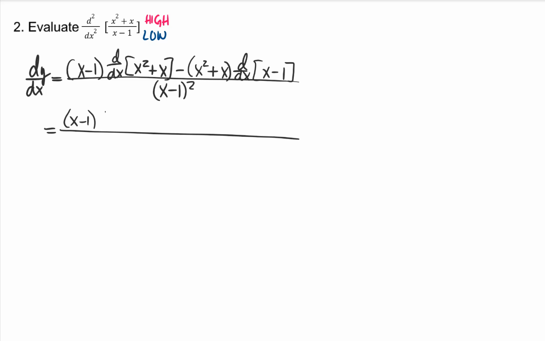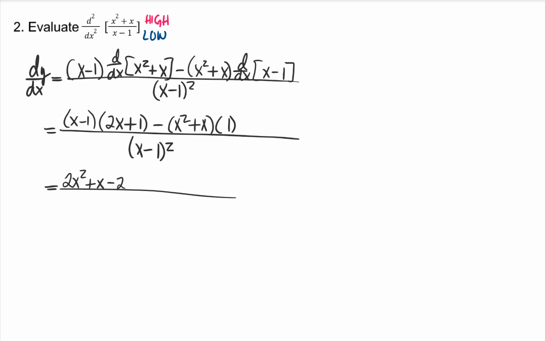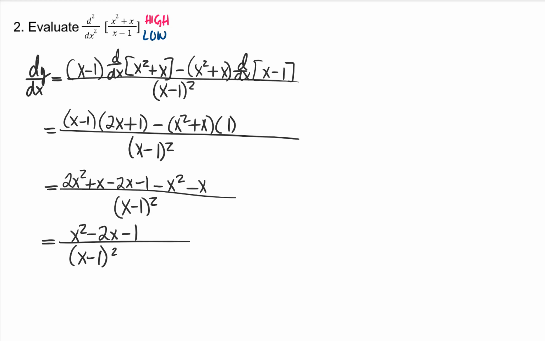This derivative is 2x plus 1. This derivative is 1. I don't see any common quantities between these two products, so I will expand and combine like terms. You may think that the top can be factored, but unfortunately it cannot. So this is our first derivative.